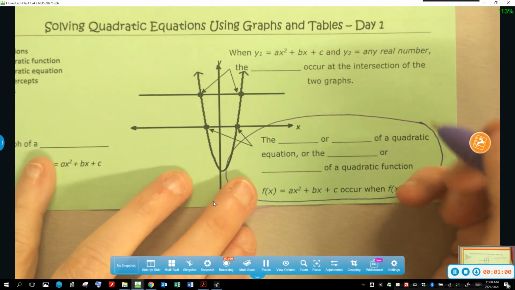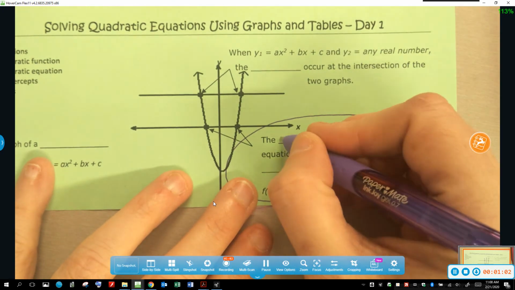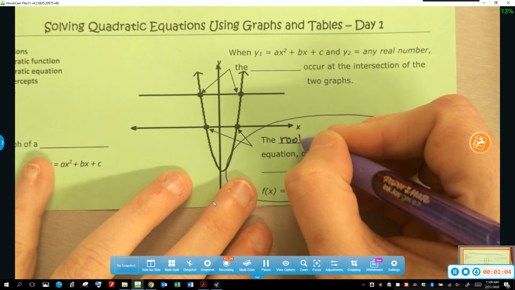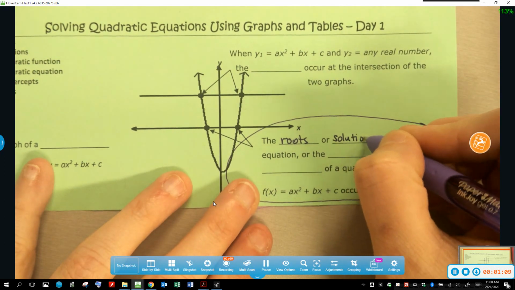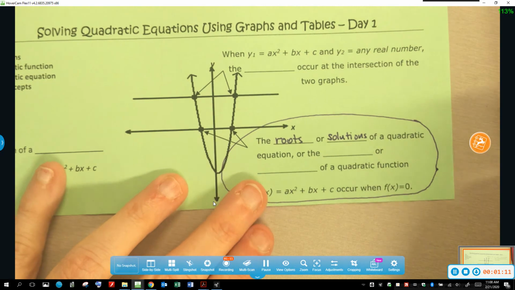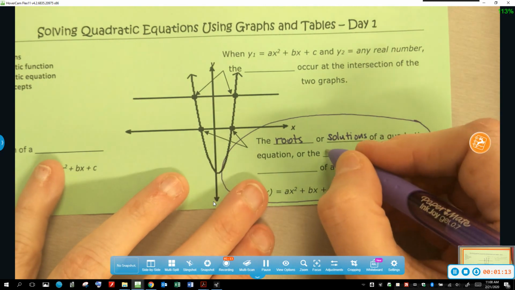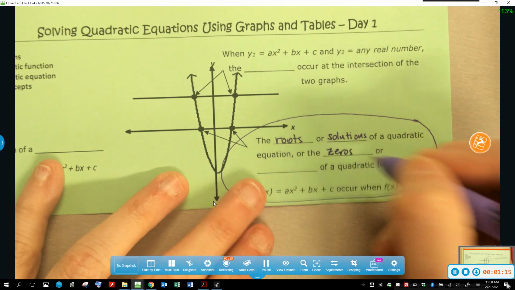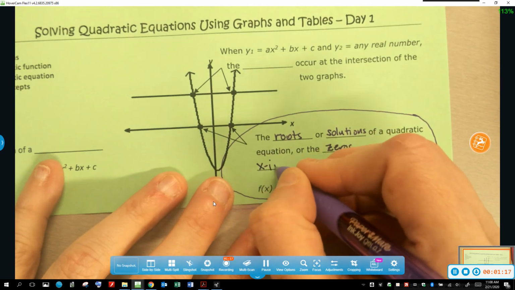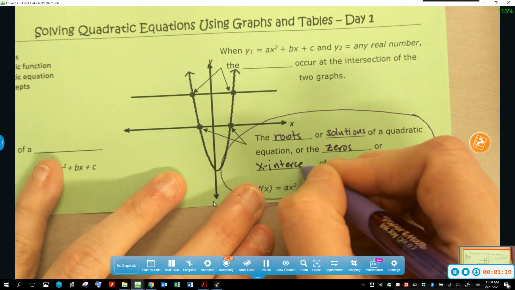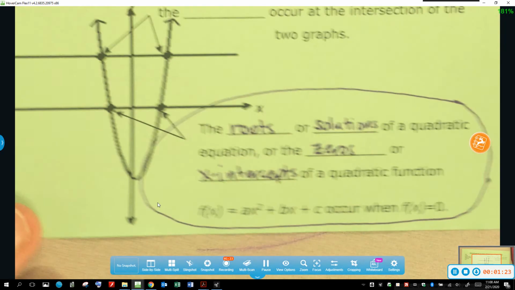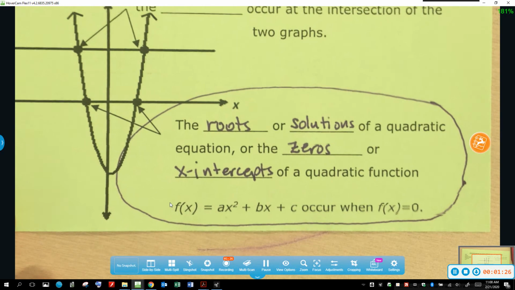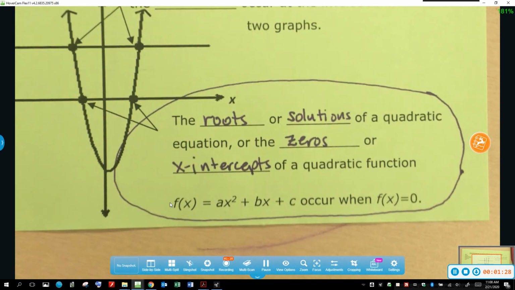Okay? So we have roots or solutions of a quadratic equation, or the zeros or x-intercepts of a quadratic function. Okay? So those are new, some of those are new vocabulary words.